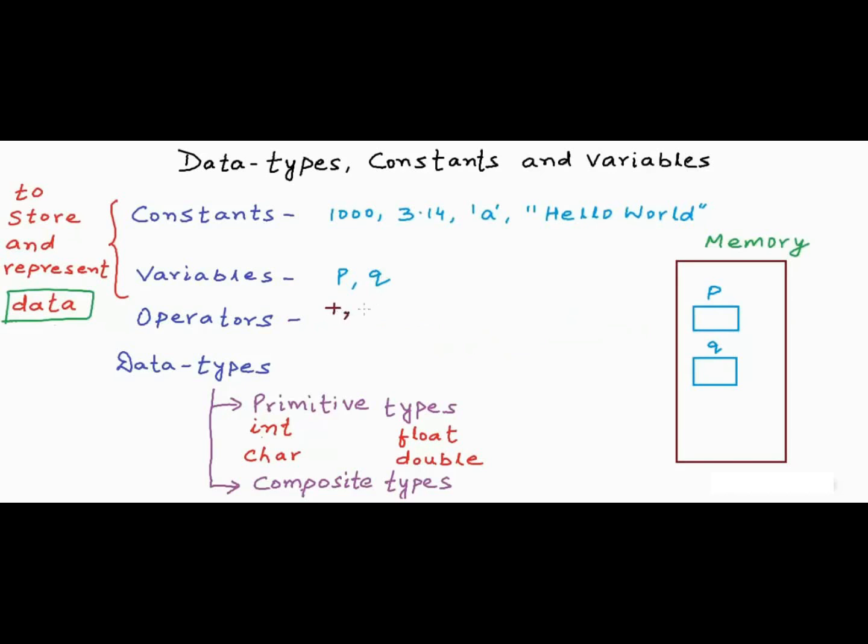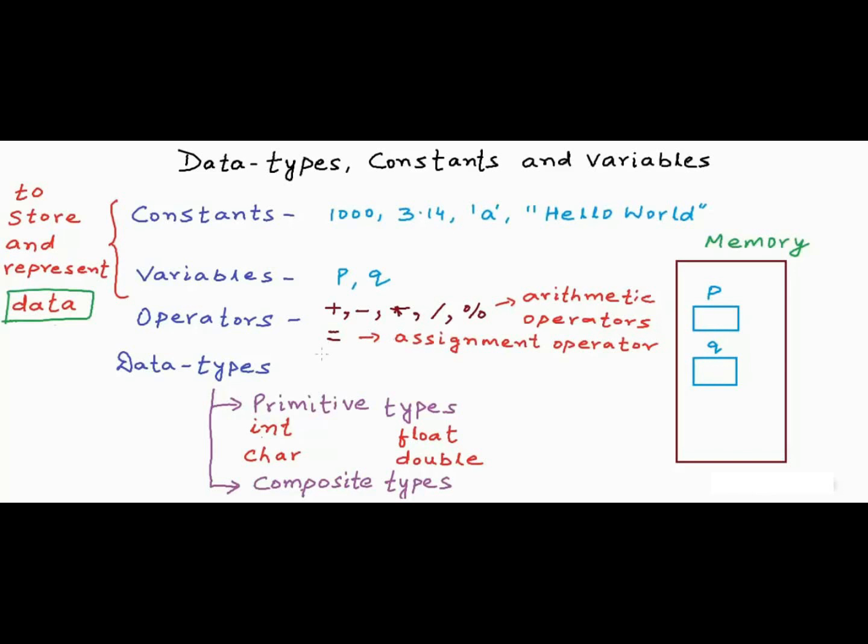We have arithmetic operators: plus and minus for addition and subtraction, asterisk for multiplication, forward slash for division, and percent sign for modulus operation. These are arithmetic operators. A single equal to sign is called the assignment operator. It is used to assign a value to a variable.